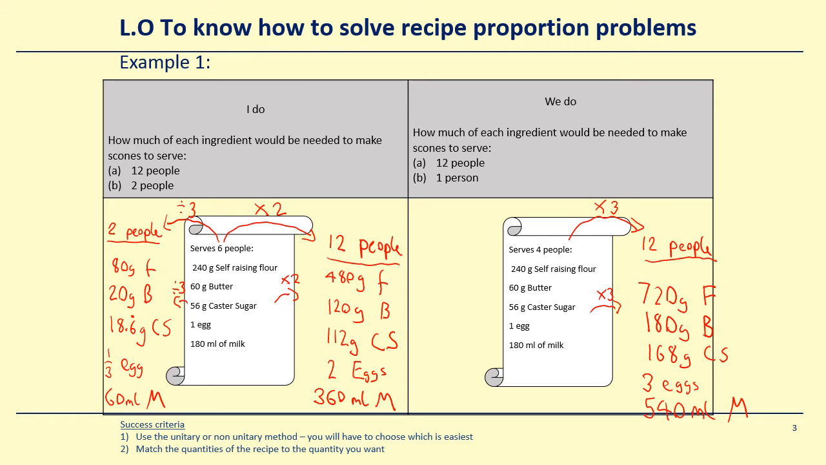So compare your answers for 12 people to these. If you made a mistake, maybe see where you went wrong and correct it. But really well done if you got that first one right. Now let's have a look at the next one. So to make scones for one person.